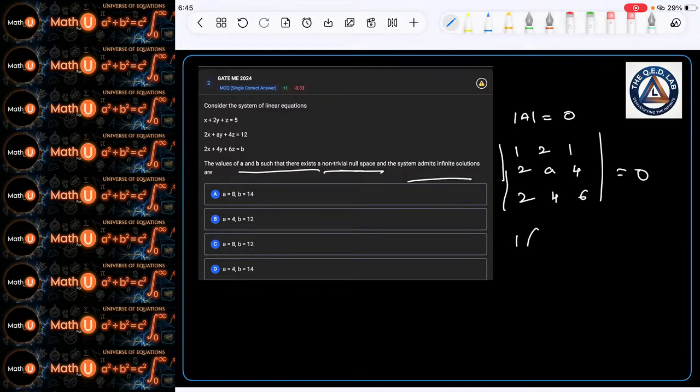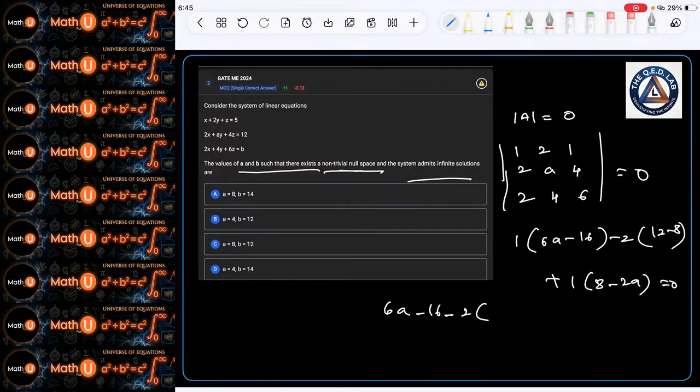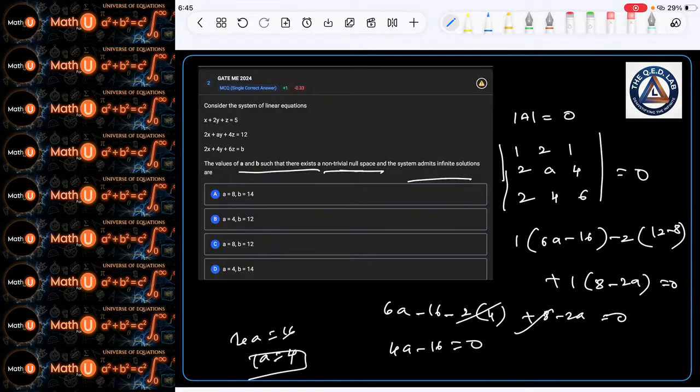Expand this one. We get 6a minus 16, minus 2 times (12 minus 8), plus 1 times (8 minus 2a) equal to 0. We get 6a minus 16, minus 2 times 4, plus 8 minus 2a equal to 0. The 8 and minus 8 get cancelled, and 6a minus 2a gives 4a minus 16 is equal to 0. So 4a is equal to 16, a is equal to 4. Here also a is equal to 4, so we can eliminate A and C.